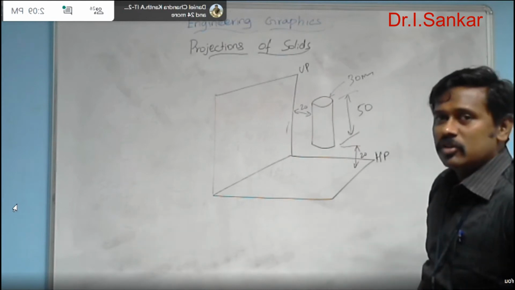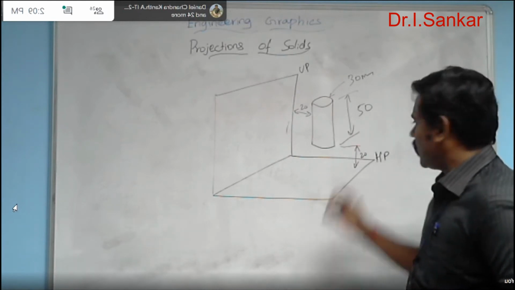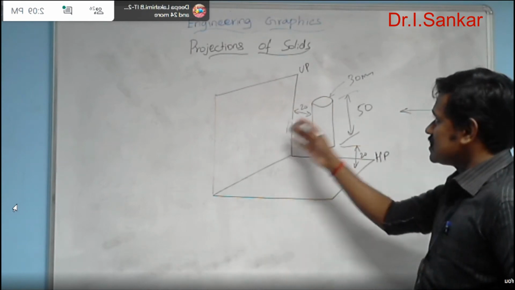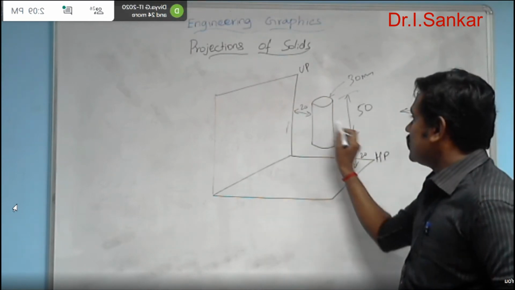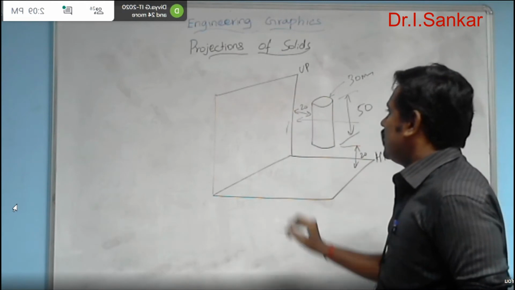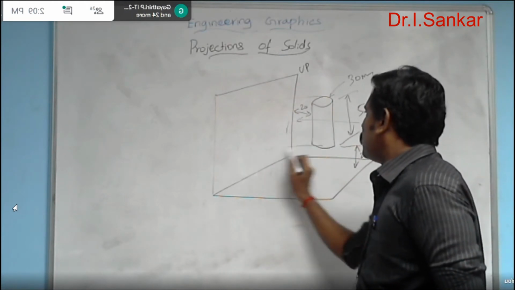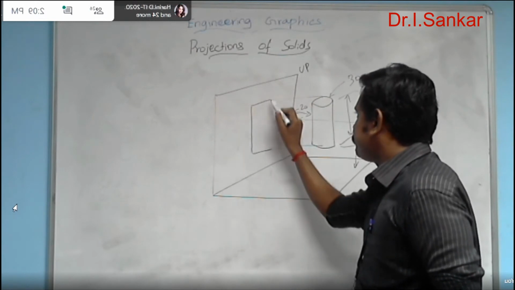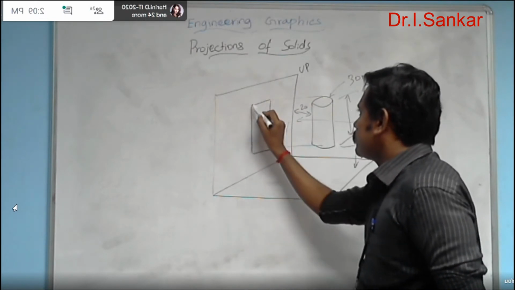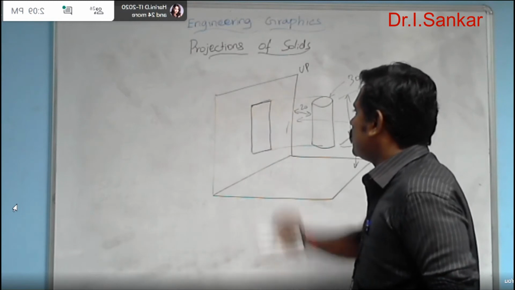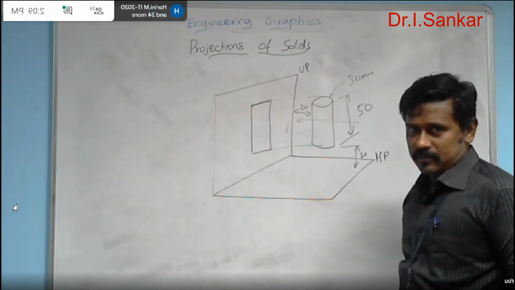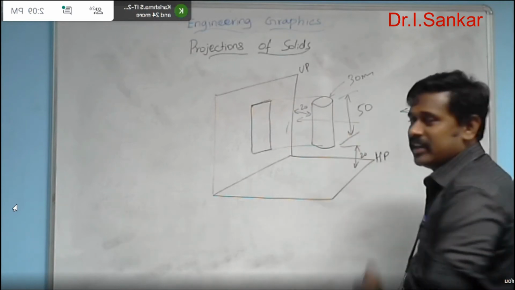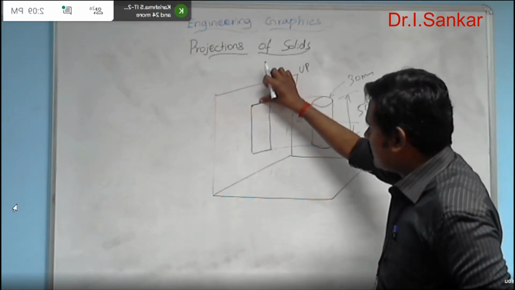Now how to produce the front and top views? Very simple, as usual. In order to get the front view, you need to see the solid, just stand in front of the vertical plane, and the view obtained, as usual in your orthographic projection concept, is nothing but the view you are obtaining. The rectangle will be the front view of this cylinder. For this cylinder, the front view will be a rectangle.